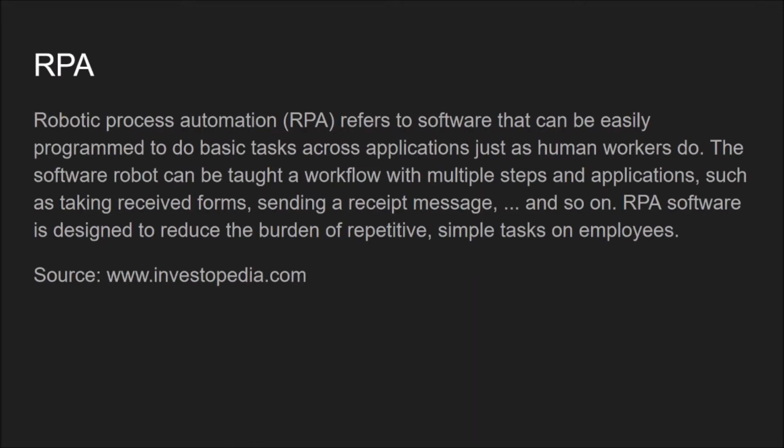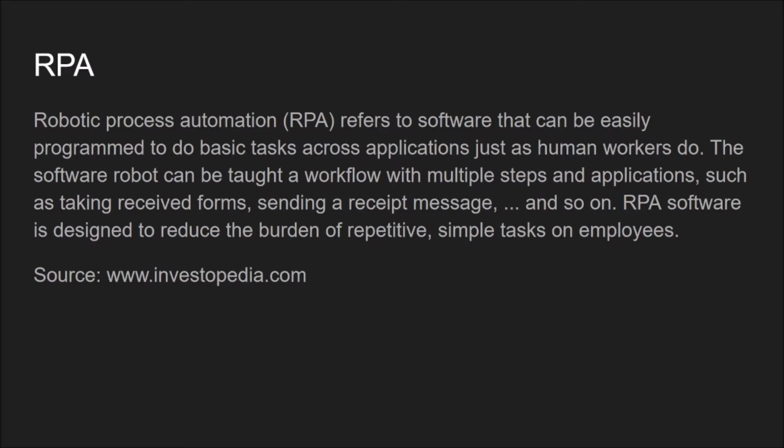RPA stands for Robotic Process Automation, and it refers to software that can be easily programmed to do basic tasks across applications, just as human workers do. The software robot can be taught a workflow with multiple steps and applications, such as taking receipt forms, sending a receipt message, and so on. RPA software is designed to reduce the burden of repetitive, simple tasks on an employee. This definition is from Investopedia.